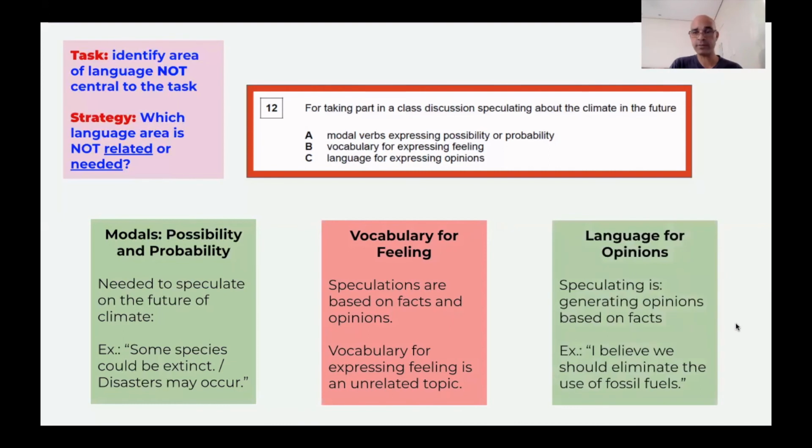What about language for opinions? Yes, because speculating means generating opinions based on facts. Such as in the example, I believe we should eliminate the use of fossil fuels. Language such as I believe, I think, I reckon, in my opinion, in my view, those are all expressions or language that they can use to express opinions. So the answer is B.